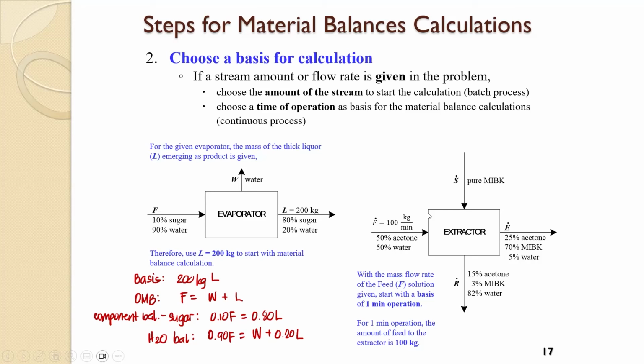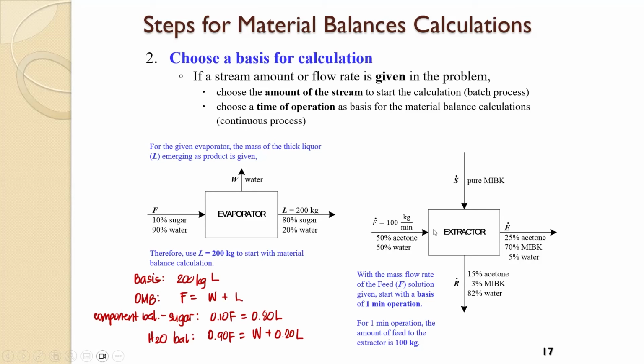For example, in the extractor, how do we know that this is continuous again? Because of this 100 kilograms per minute. So a lot of you will ask, sir, do I use 100 kilograms per minute as my basis? Sometimes, in some cases, yes. But for our practice now, let's use the time element first. Let's use a basis of 1 minute of operation so that we can see for each minute of operation, 100 kilograms of F enters the extractor.